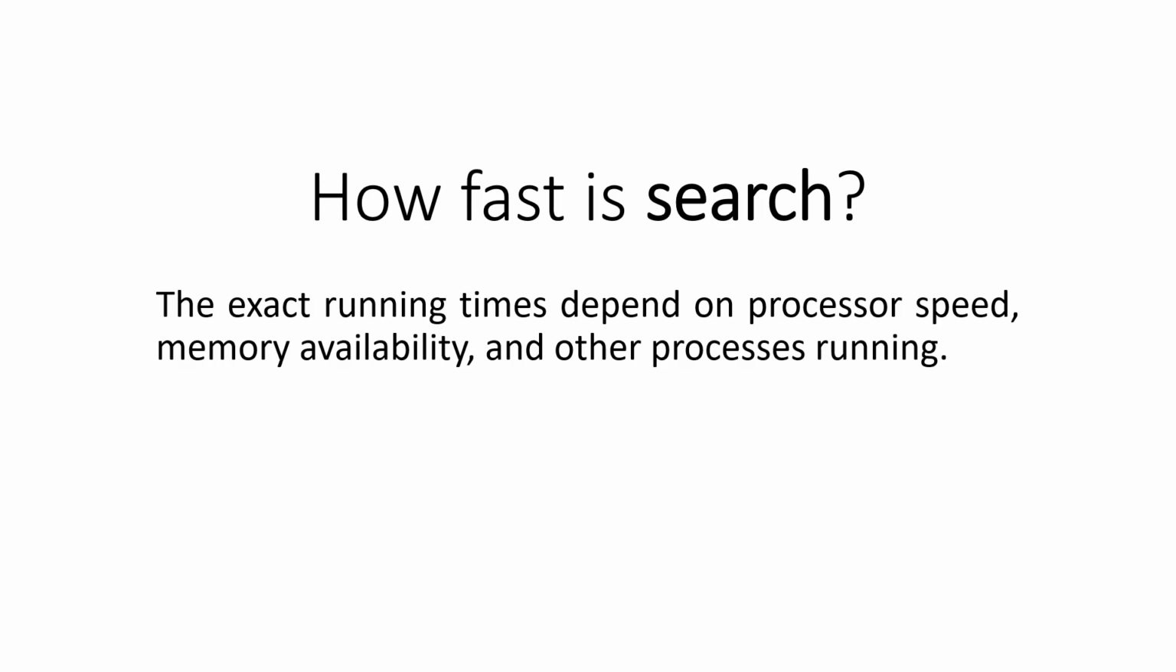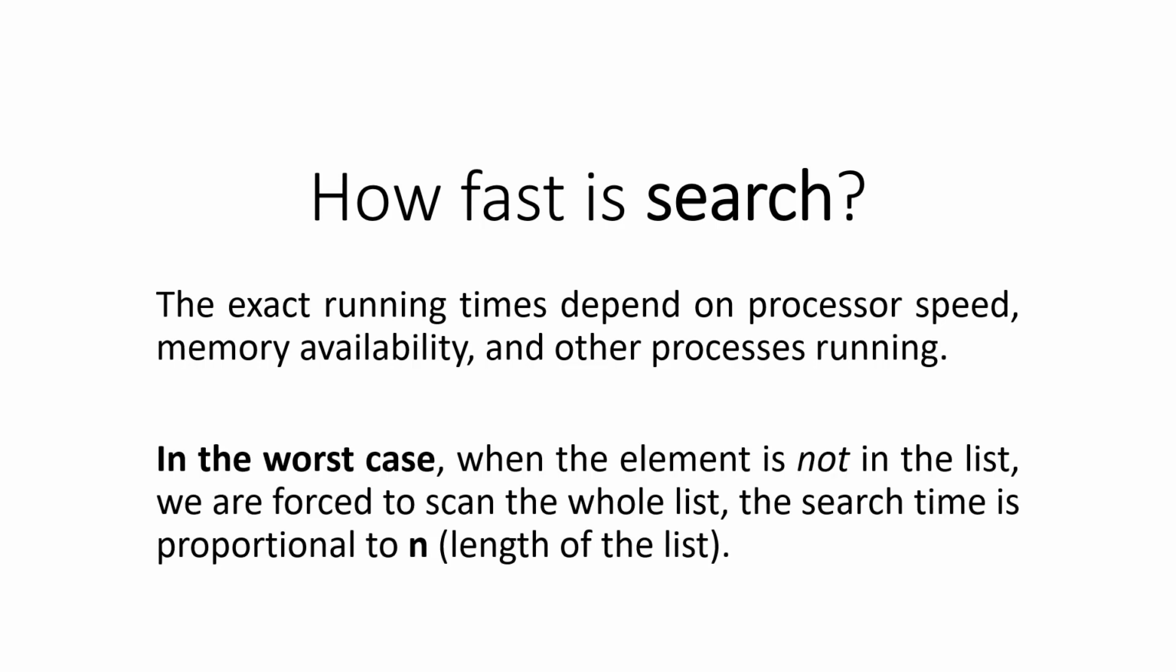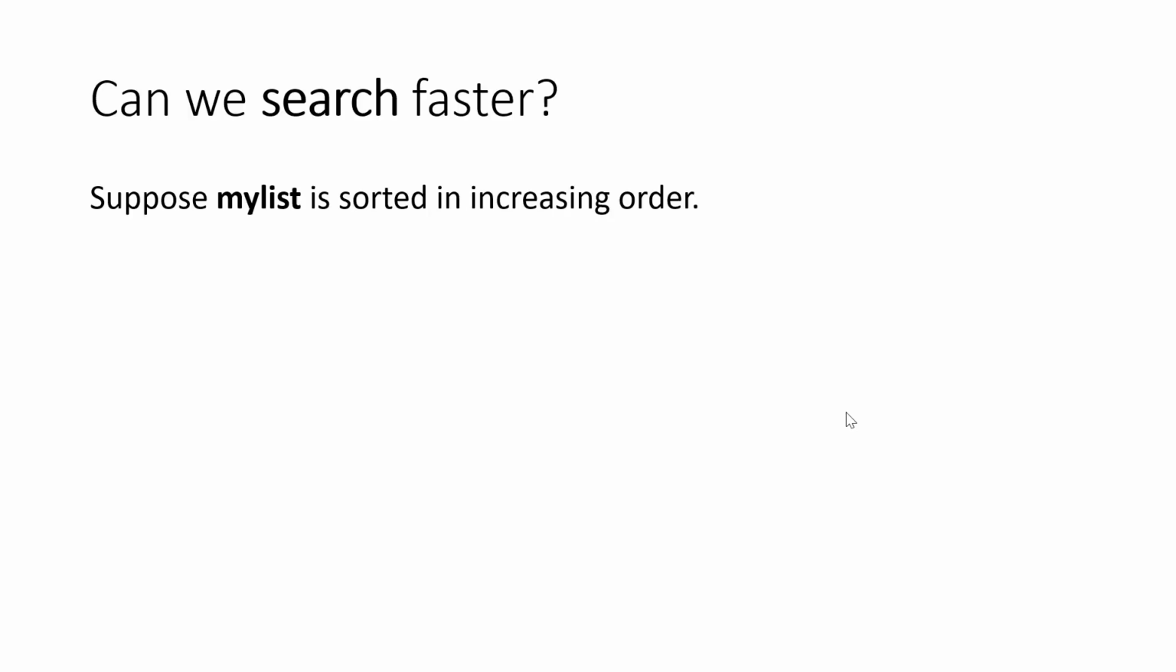So how fast is the search function which corresponds to the in keyword? The exact running times actually depend on the processor speed, the memory which was available when the process was run, and the load on the CPU. But in the worst case, when the element is not in the list, we will be forced to scan the whole list, and the search time can be seen to be proportional to n. That is, as n increases, so will the time to search the list. The question which we consider now is whether we can search faster.